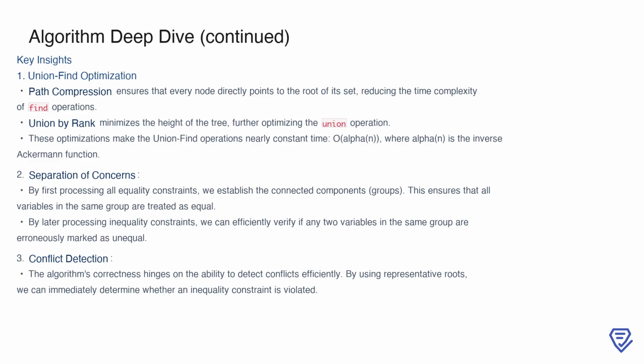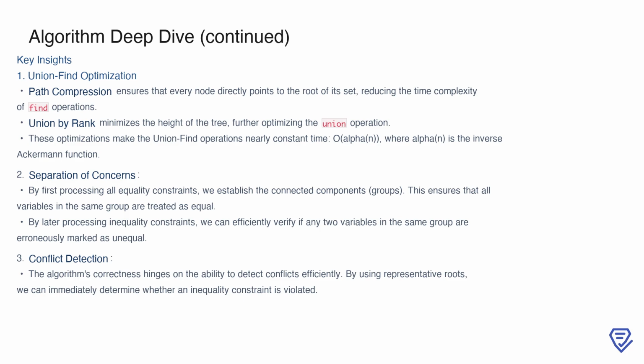The algorithm's efficiency is largely due to key optimizations in the union find data structure. Path compression ensures that during find operations, every node directly points to the root of its set. This reduces the time complexity of subsequent find calls. Union by rank further optimizes the structure by always attaching the smaller tree under the larger tree during union operations.